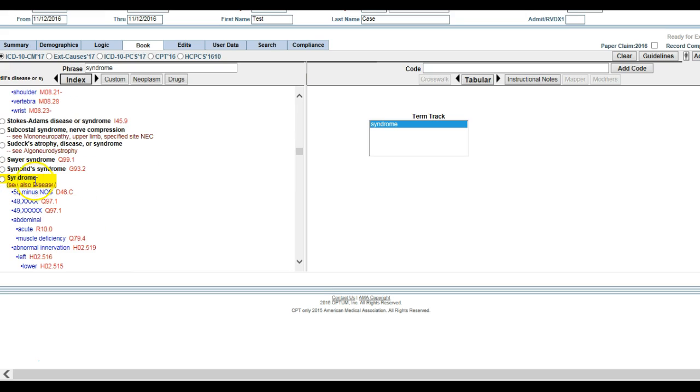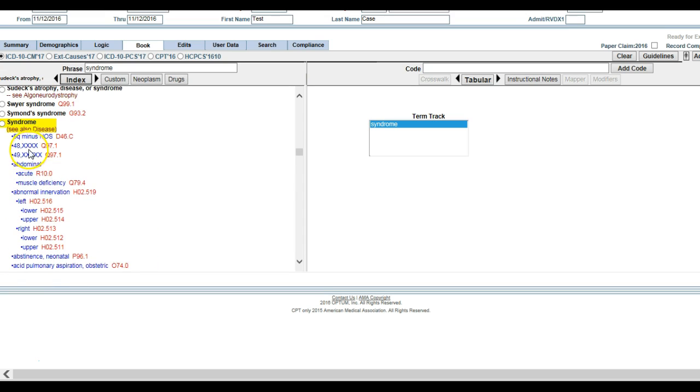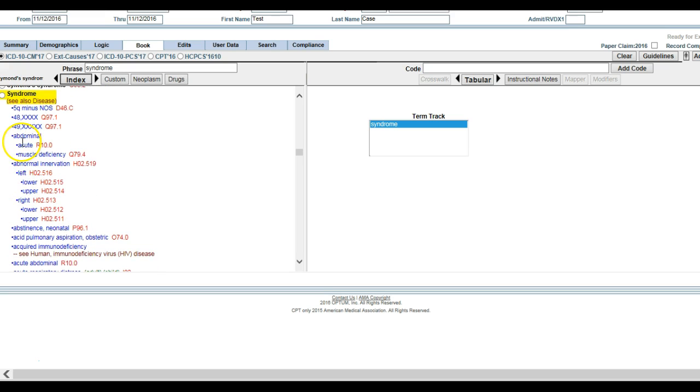As you can see, my little parenthetical note here is explaining that this could also be coded to disease. But we're going to continue with the word syndrome. As you can see, this is exactly how your ICD-10 manual lists or itemizes the wording underneath the word syndrome. It starts with the numericals, and then it goes into alphabetic. You see abdominal, acute, muscle.